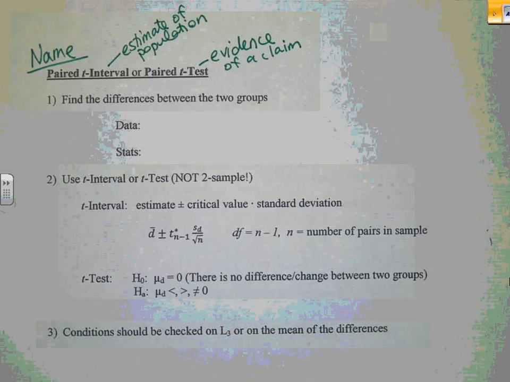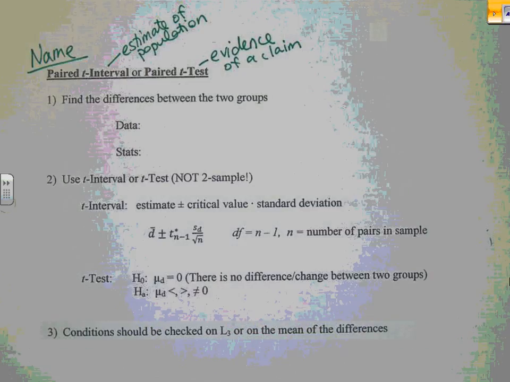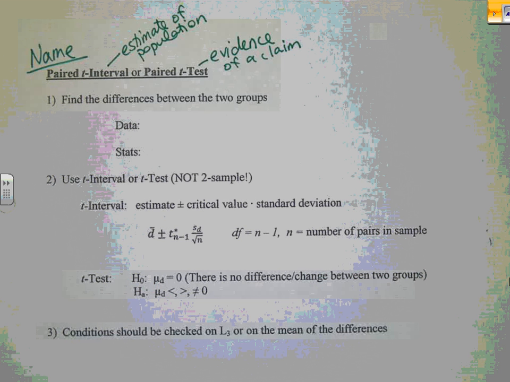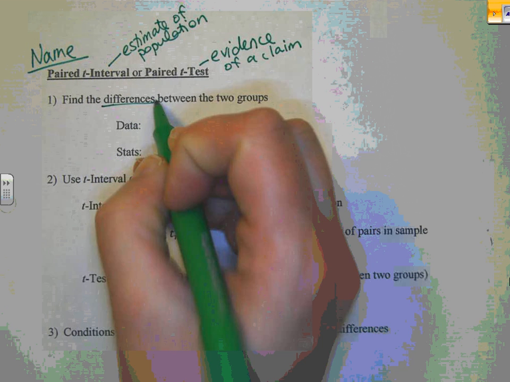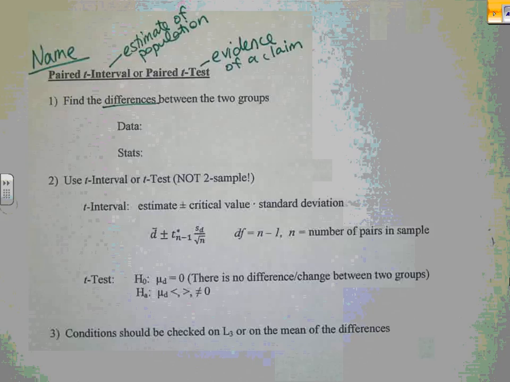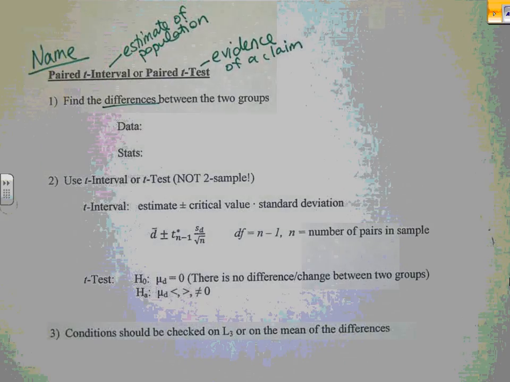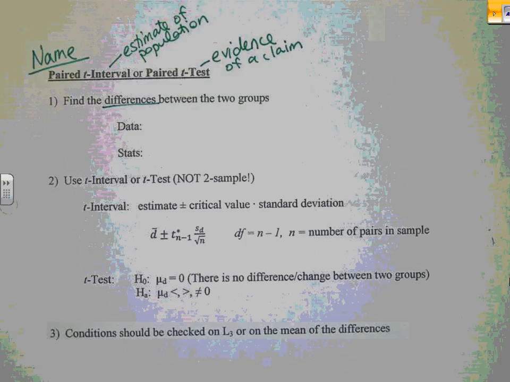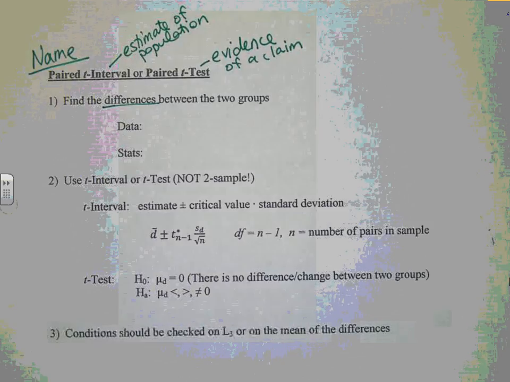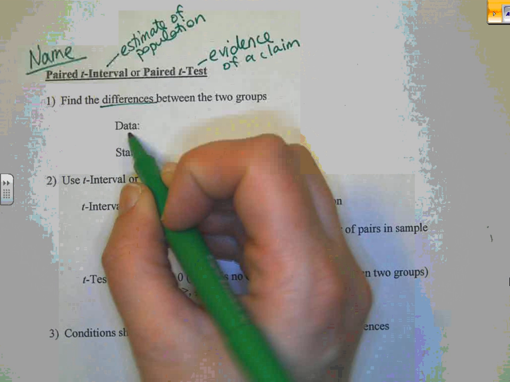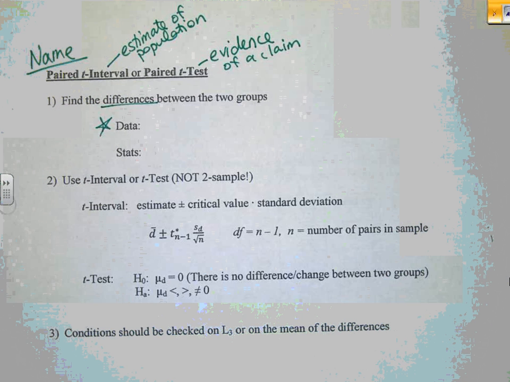Okay, so when you do a paired t-interval or paired t-test, you're finding the difference between 2 groups. Difference means you do what? Subtract. So remember when you go to the t-interval or t-test in your calculator, there's 2 choices. You can enter it as data, or you can enter it as stats. You always go to data when it's a list, and in this case, that's what you're going to probably do.